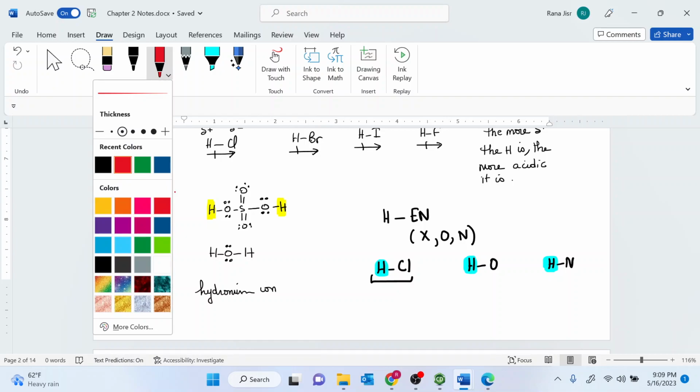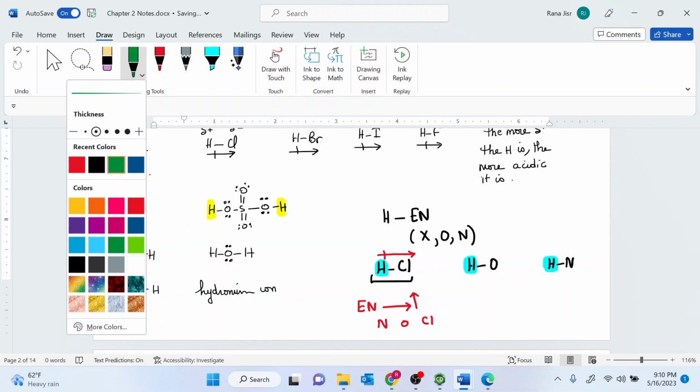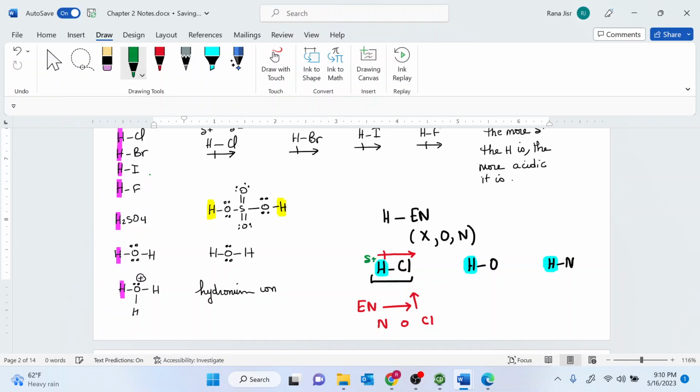First of all, you need to figure out the direction of polarization based on the electronegativity, meaning the flow of electrons. I know that chlorine is very electronegative, because electronegativity increases from left to right in a period and from bottom to top in a group. So chlorine is more electronegative than oxygen, than nitrogen. So chlorine is going to pull electrons more from the hydrogen and make it more partial positive. So that hydrogen is going to be more partial positive than the hydrogen connected to the oxygen, then the hydrogen connected to the nitrogen.